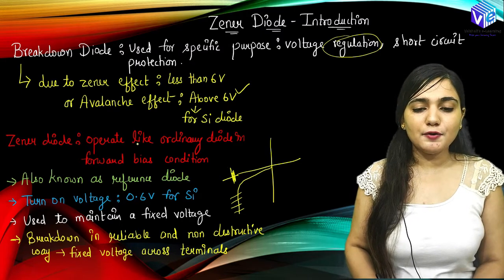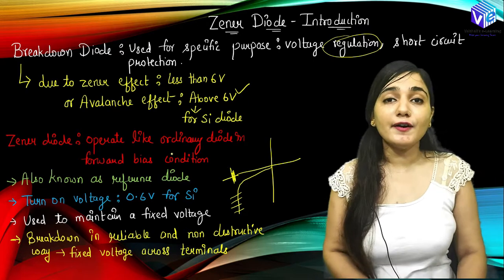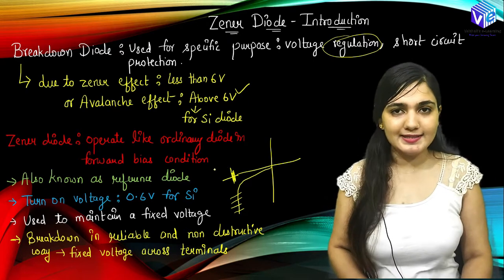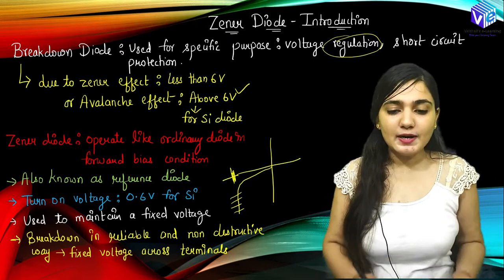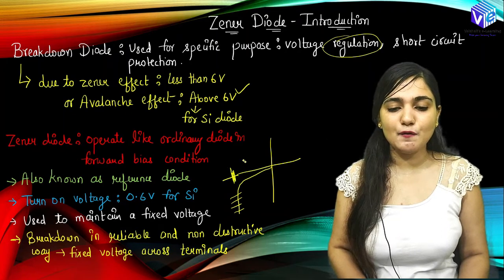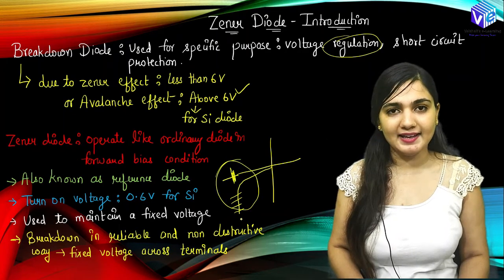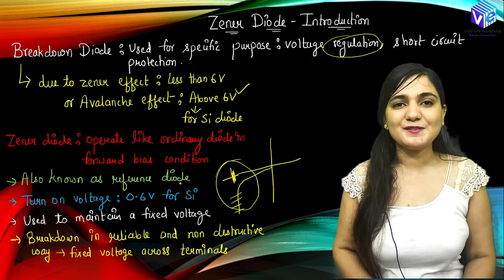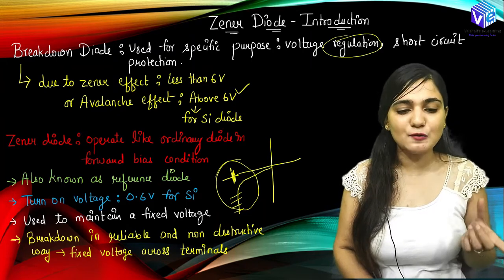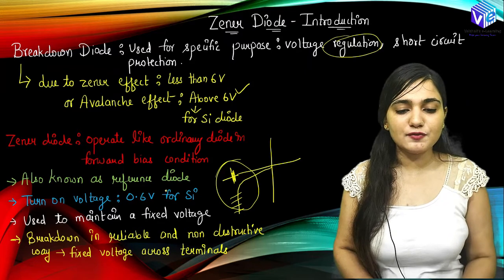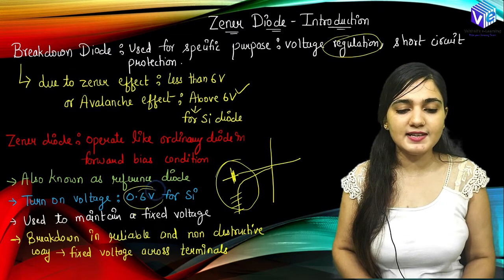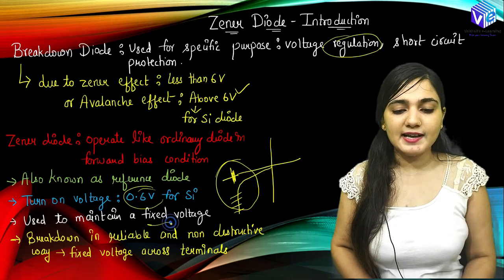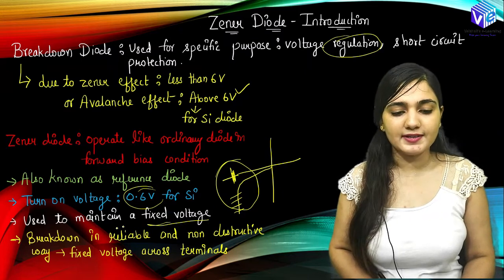The Zener diode operates like an ordinary diode in the forward bias condition. But in the reverse bias condition, it acts as a voltage regulator. You can see why, right? It is also known as the reference diode. It is going to give me the reference voltage, right? The turn on voltage would be 0.6 volt for silicon, and it is used to maintain a fixed voltage, which we have already discussed.